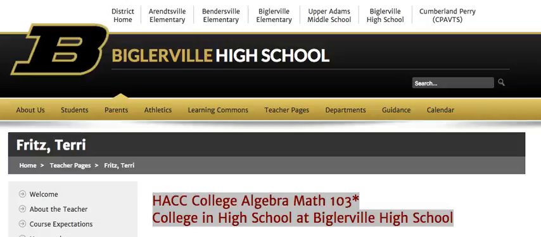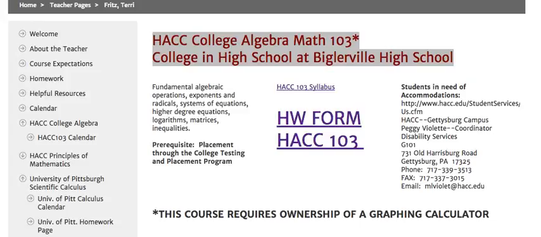HACC, College Algebra Math 103, College and High School at Biglaville High School. In this class, we study fundamental algebraic operations, exponents and radicals, systems of equations, higher degree equations, logarithms, matrices, and inequalities. The prerequisite for this class is placement testing through the College Testing and Placement Program at HACC.